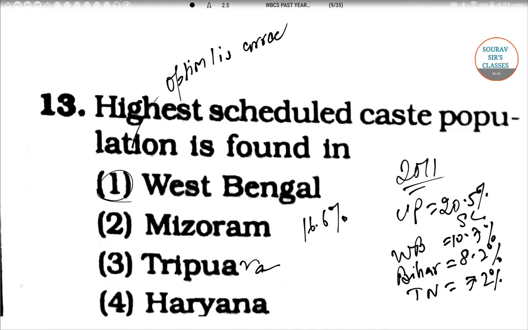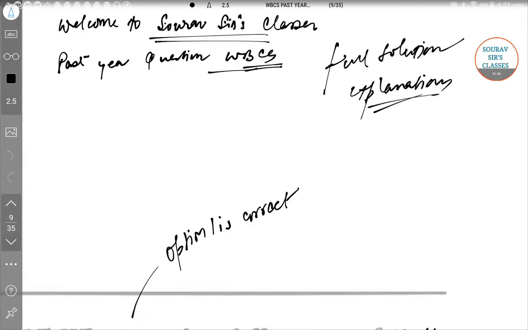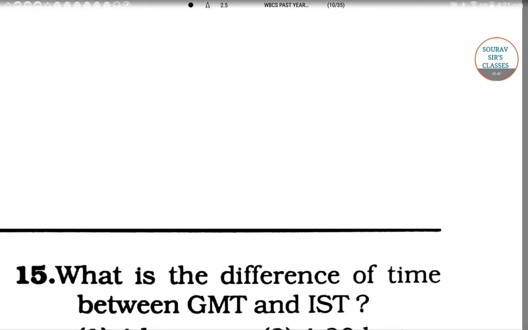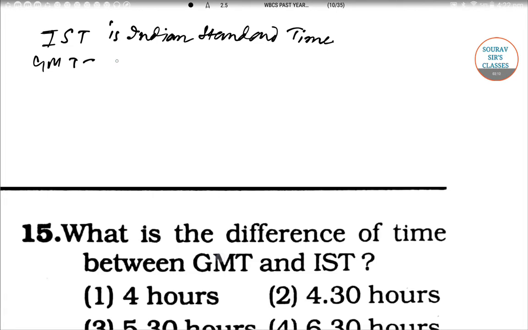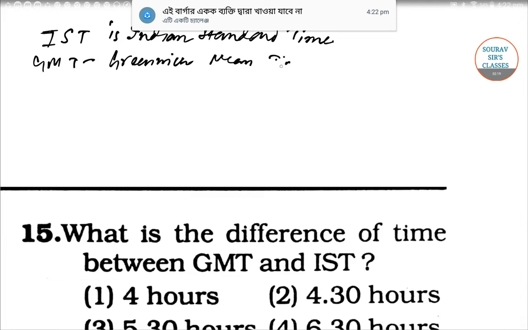Let's move to next question. What is the difference of time between GMT and IST? This question is from geography. IST is nothing but the Indian Standard Time, and GMT is Greenwich Mean Time. The Indian Standard Time is 5 hours 30 minutes ahead of Greenwich Mean Time.